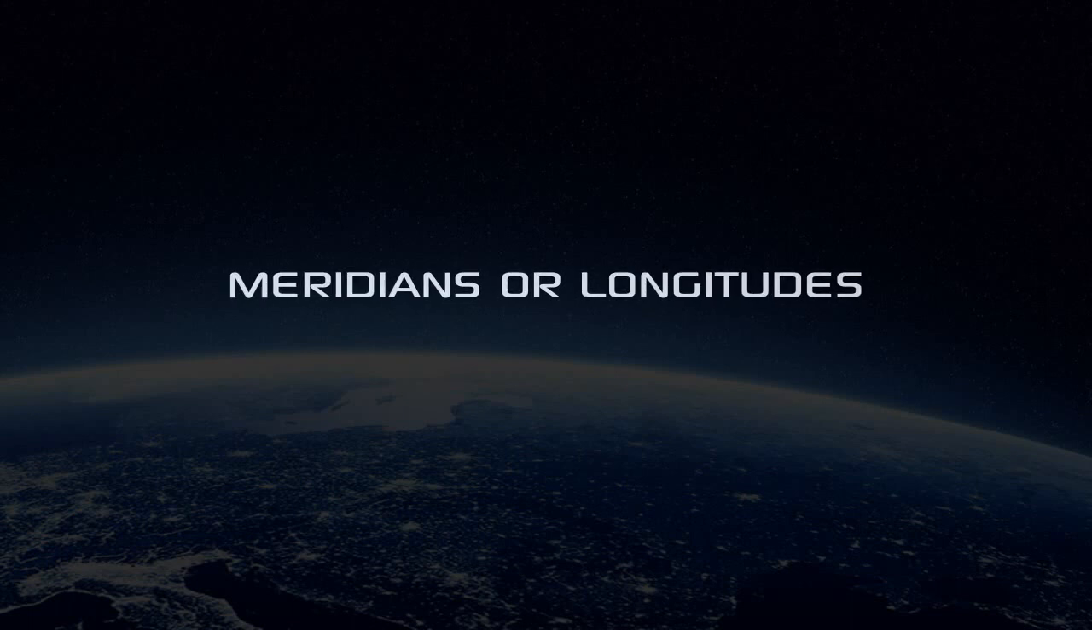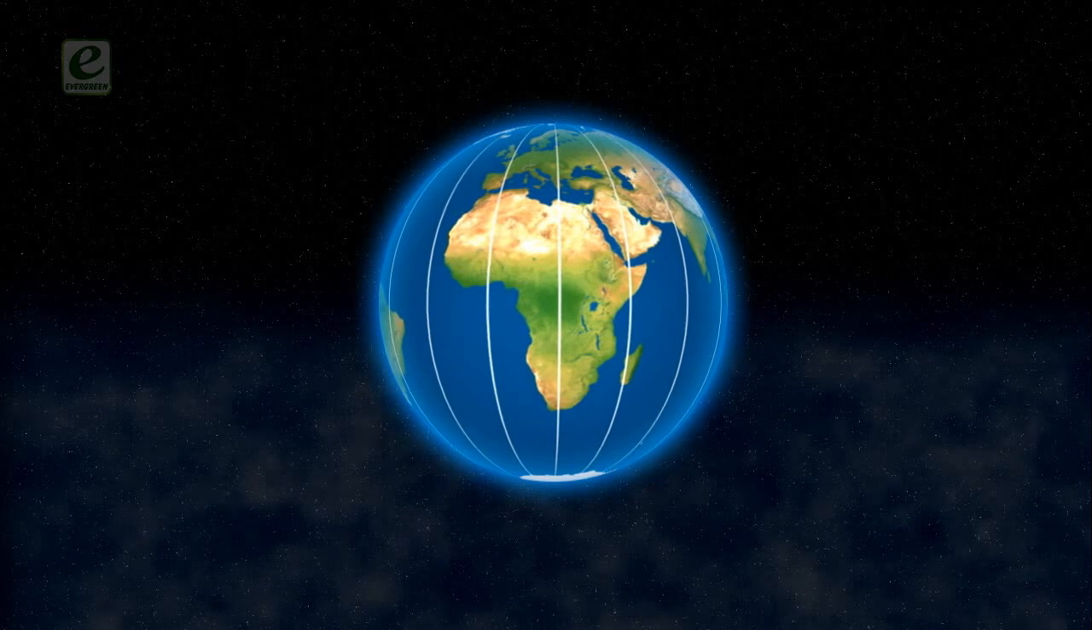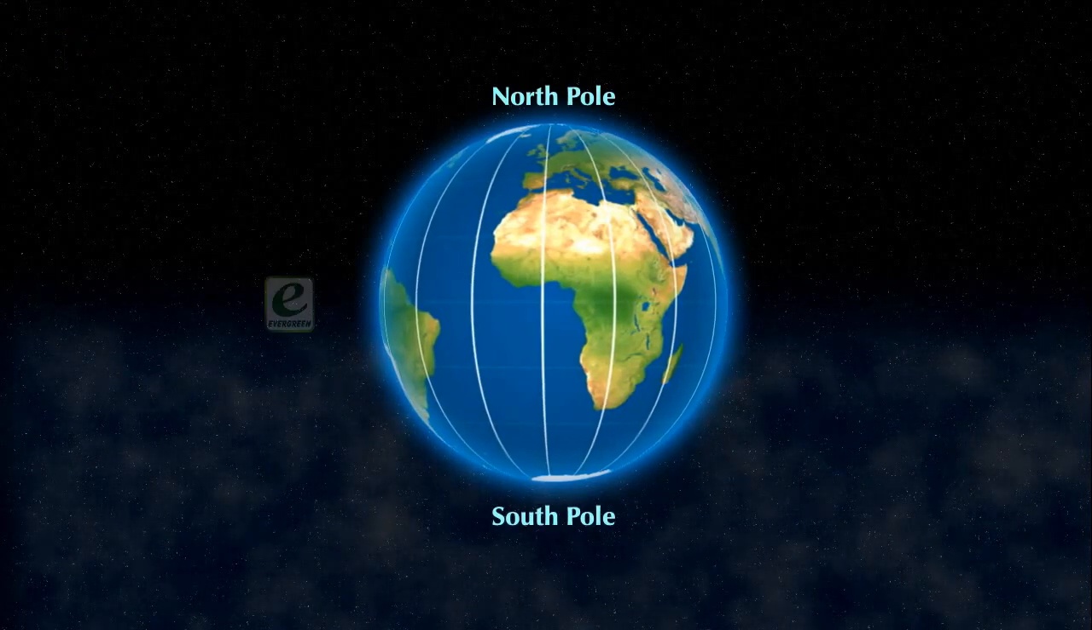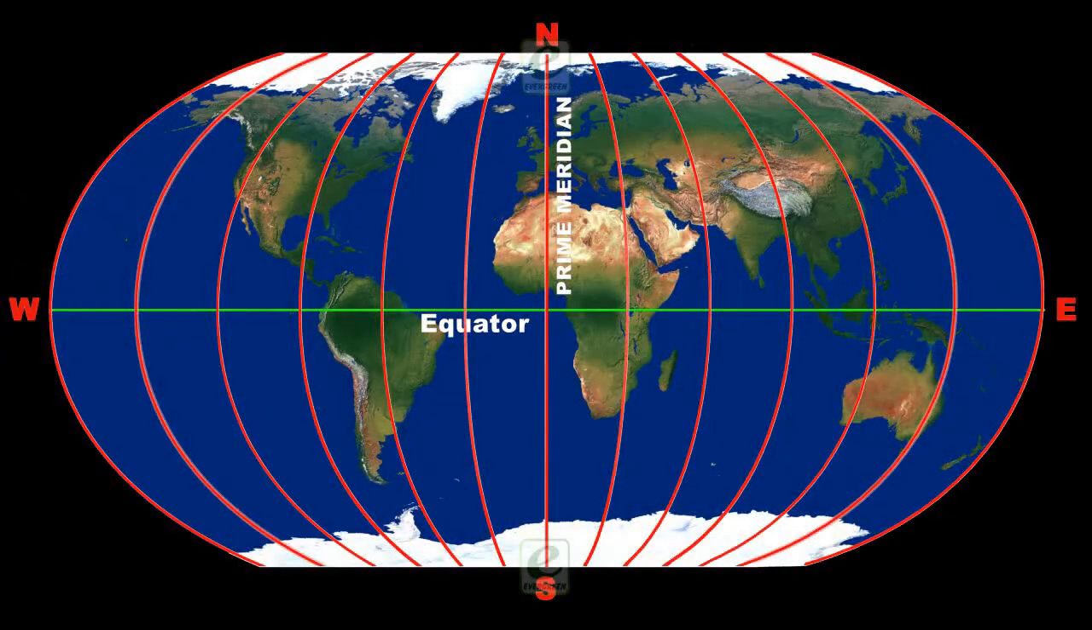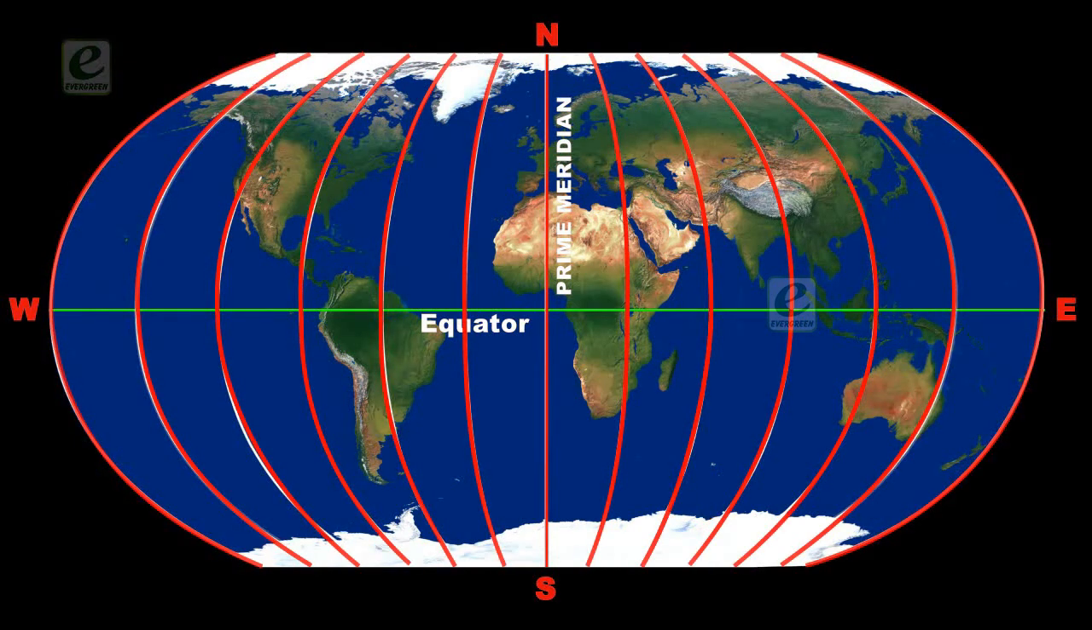Meridians or longitudes. Meridians or longitudes are imaginary vertical lines running from North Pole to the South Pole. They indicate how far we are in the east or west of prime meridian. Meridians are semicircles. They are widest at the equator, about 69 miles or 111 kilometers apart, and the distance goes on decreasing towards the poles where all meridians meet.